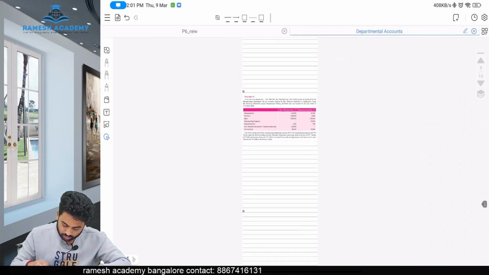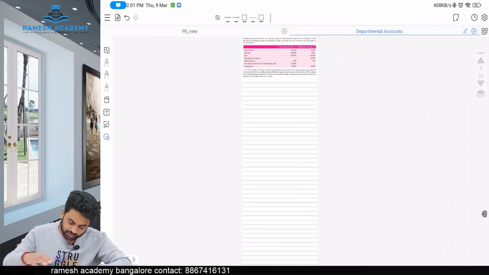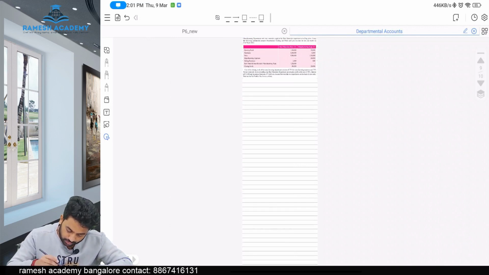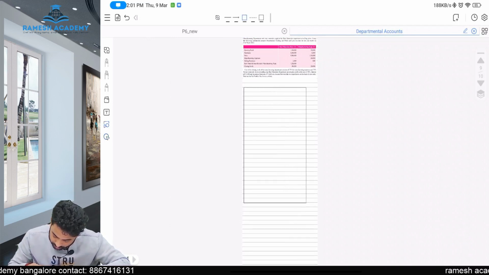Fine, there are only two departments. First we have to prepare the trading and P&L account of the two departments. Later we can go for a general P&L.